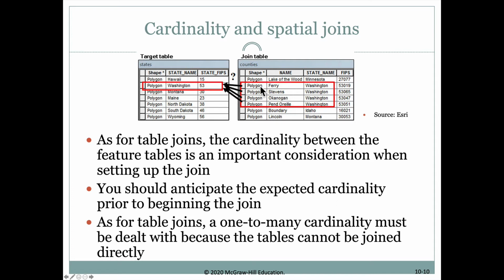In this example here, we can see that in the counties layer, we have these four different counties that are all in the state of Washington. So how do we take the information from all four of these and put them in one row? Because this is going to be the output associated with this target table and the associated target feature class after we do this spatial join.